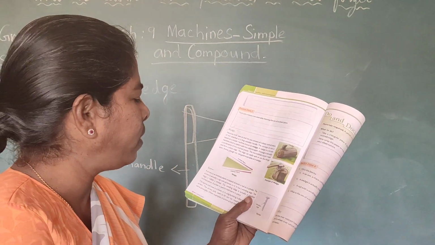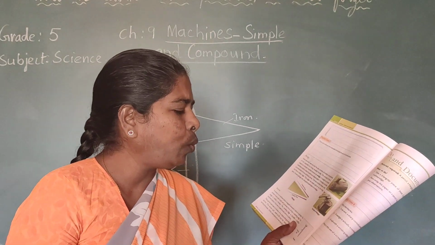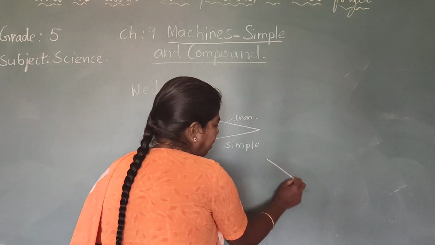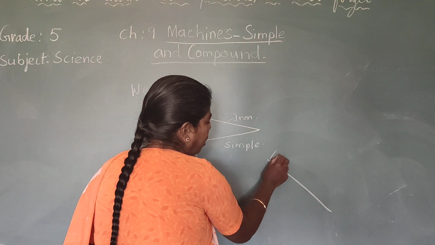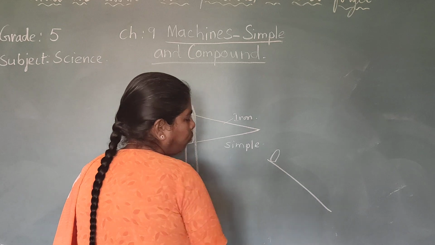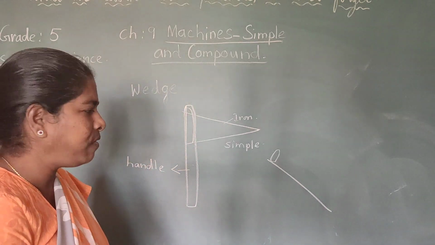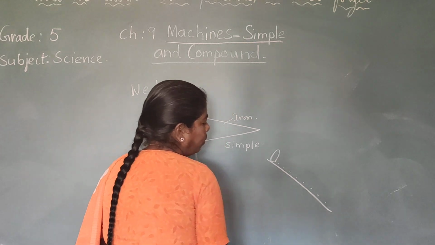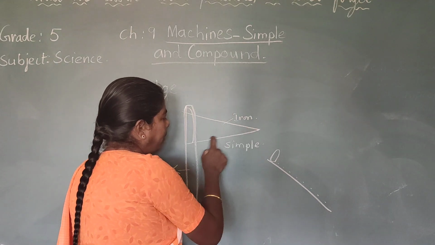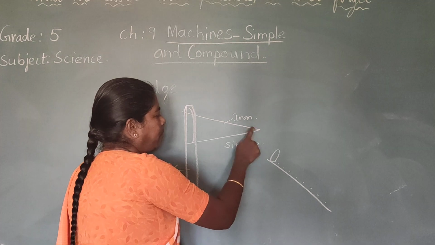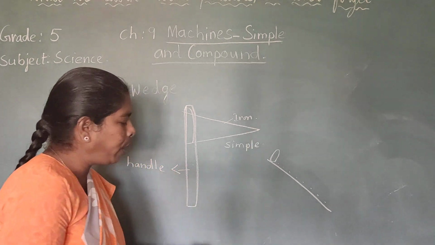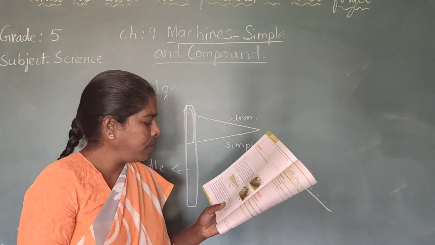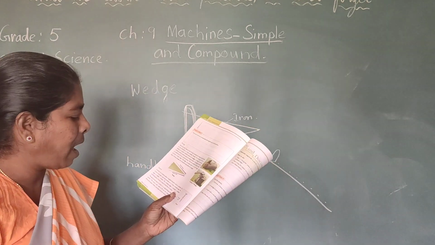A wedge is actually a combination of two inclined planes. Yesterday we saw that an inclined plane is used to carry and lift heavy things. If you put it on that, it will easily roll up. So this is one inclined plane and this is another inclined plane. Both of them are joined and form an axe, children.